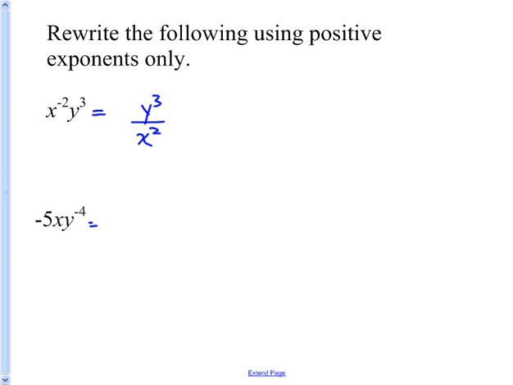Here's the second one. Negative 5, it's not an exponent. It's a number. We leave it alone. It stays there. X, what's the exponent there? It's not the negative 4. Remember, it's the 1. So it's going to stay put. The only one that's going to change is this y that's raised to the power of negative 4. So it's going to move to the denominator and be raised to the positive 4. And now I do have a negative number, but I don't have any negative exponents. So that's what we want you to work on here.